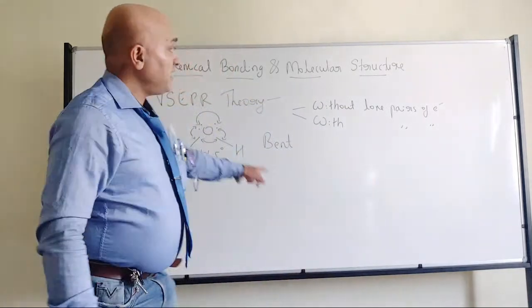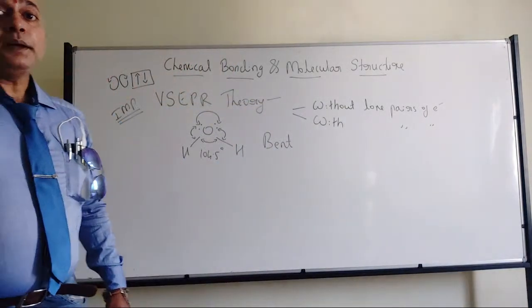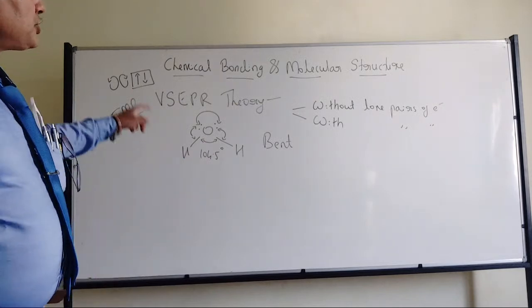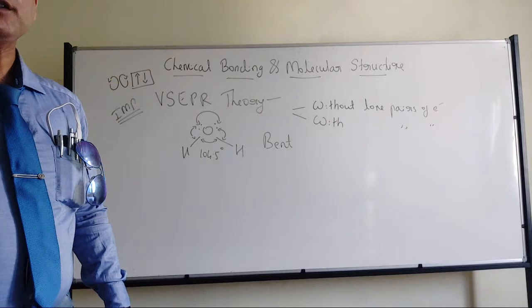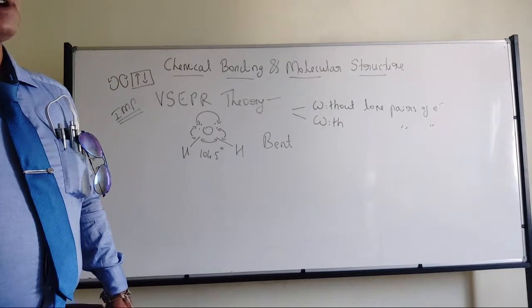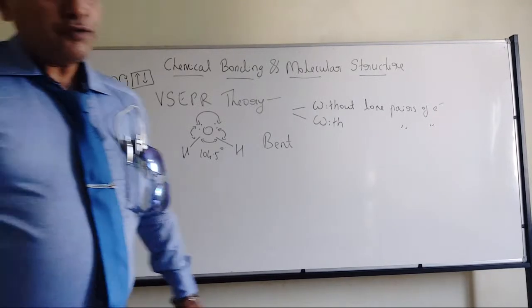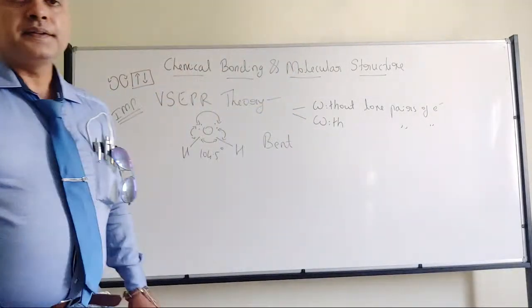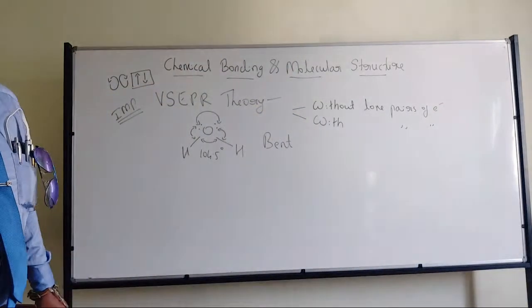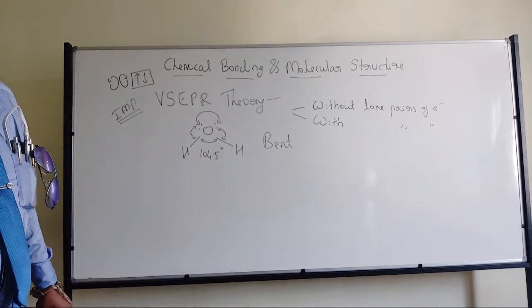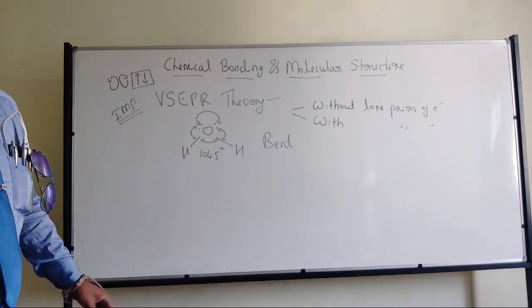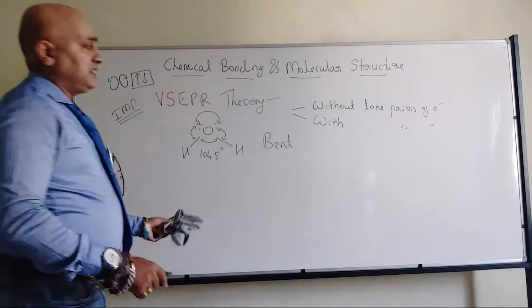So that's where the water molecule will have the bent structure due to the repulsion of lone pair electrons, and the bond angle will be 104.5 degree. Therefore, water will be having dipolarity. All of you have understood? So water will be having dipolarity.